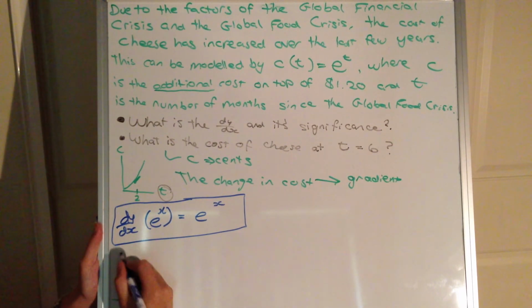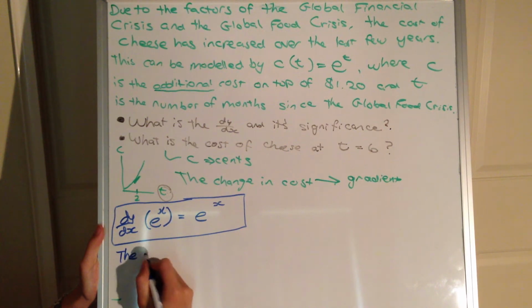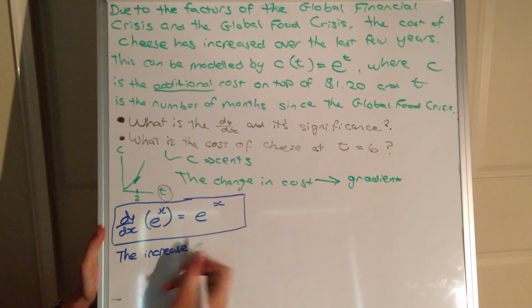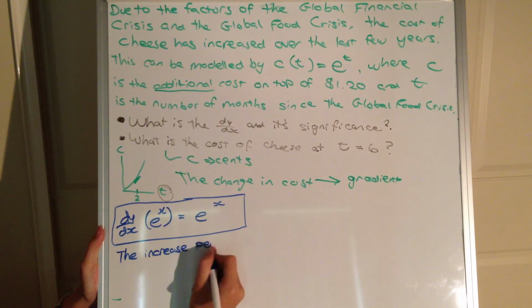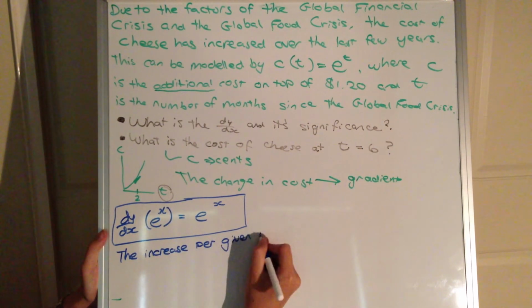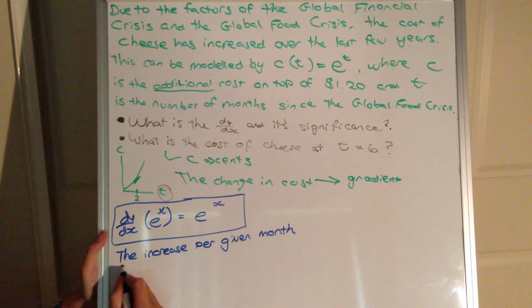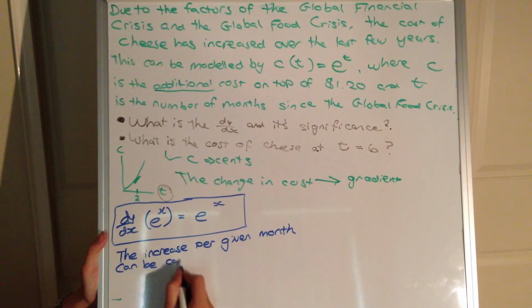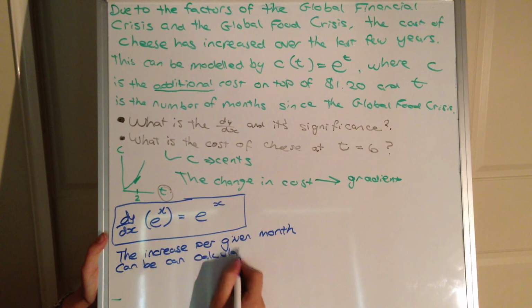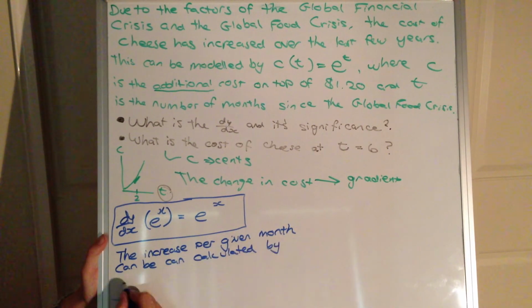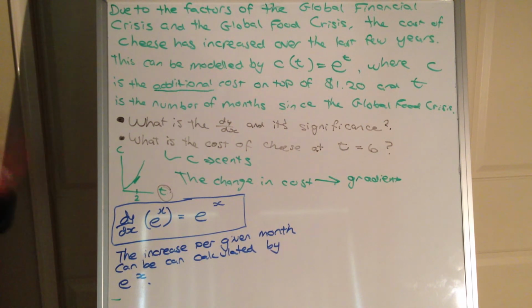So this means that the increase per given month can be calculated by e to the x. Okay, so again, that's just saying the cost of cheese is going up by this much each month, e to the x, where e is obviously the natural logarithm.